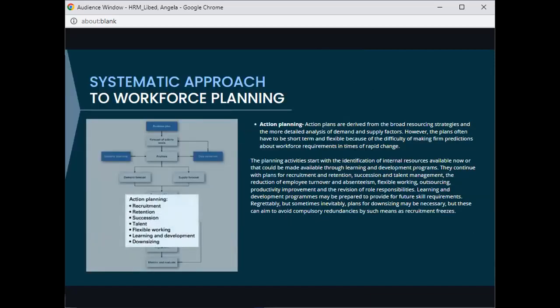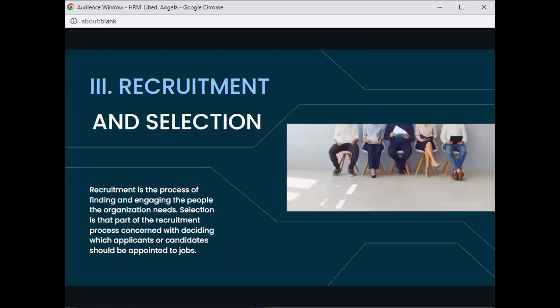Okay, let's look for the chapter 17. So next is chapter 18. For the recruitment and selection, it is the process of finding and engaging the people the organization needs. Selection is part of the recruitment process concerning deciding which applicants or candidates should be appointed. So, ito na yung hiring process. Siguro lahat naman tayo ay nakaranas na sa hiring process.